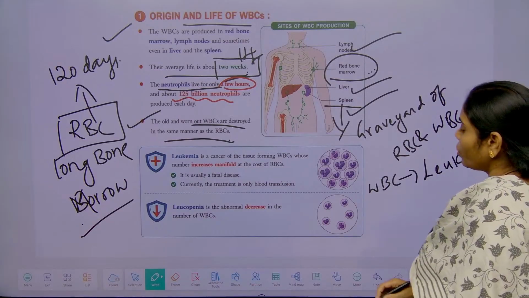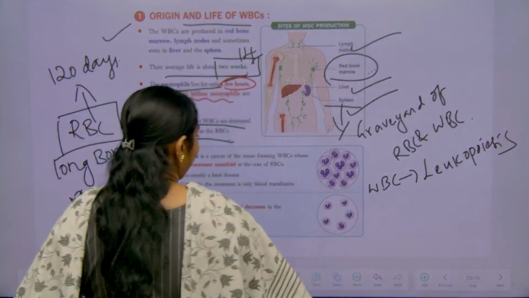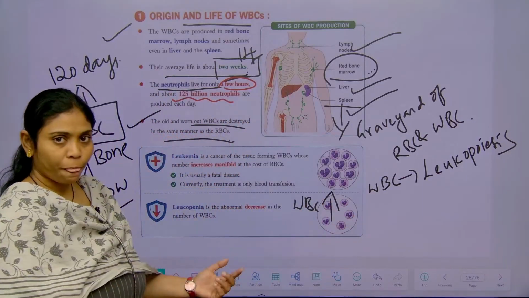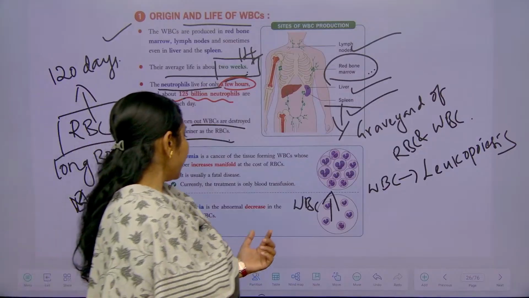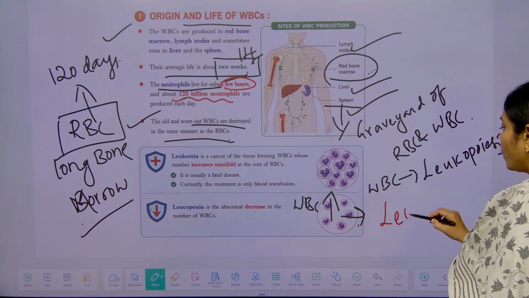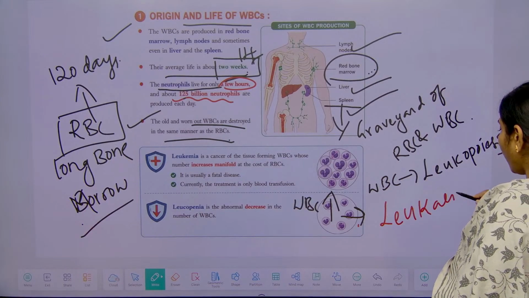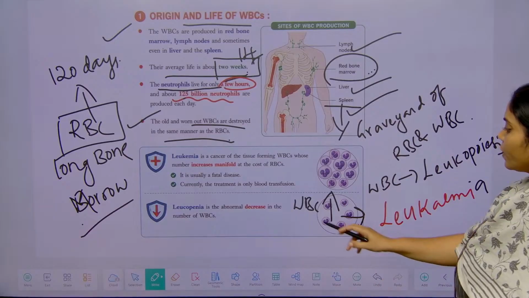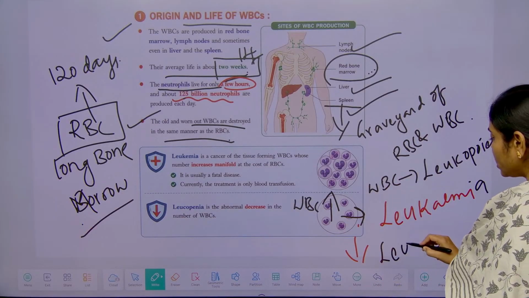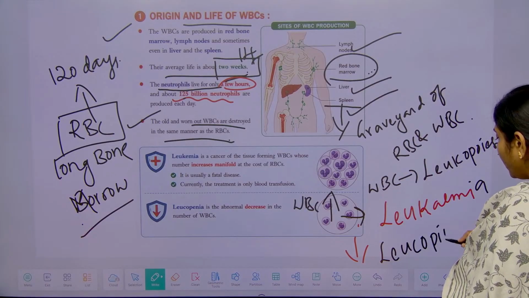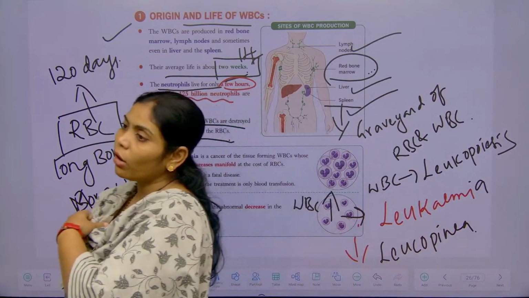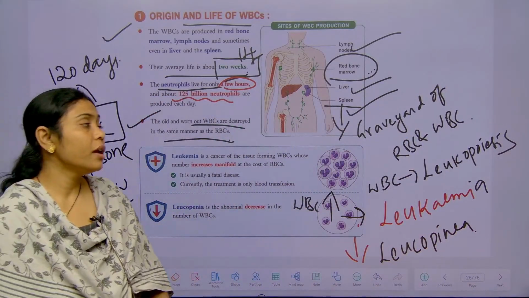Leukopoiesis. If the number of WBCs increases abnormally, it causes what? Leukemia. If the number of WBCs decreases, that condition is called leukopenia. What are we calling it? Leukopenia.